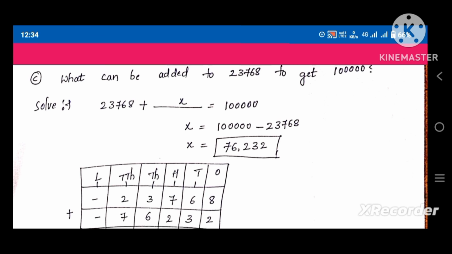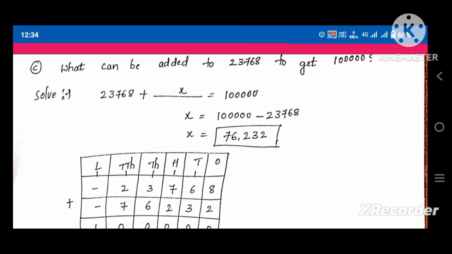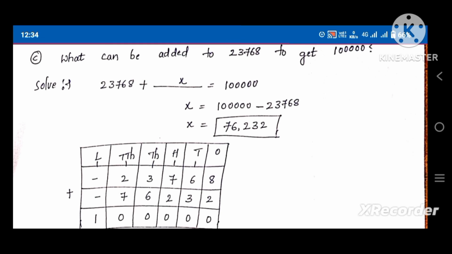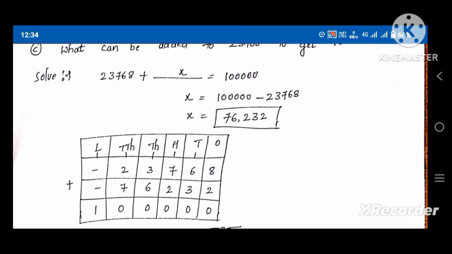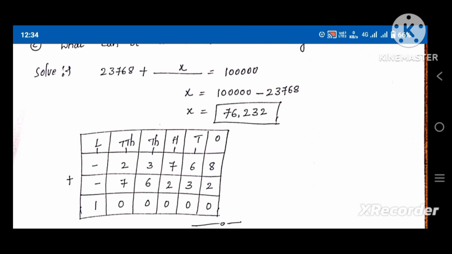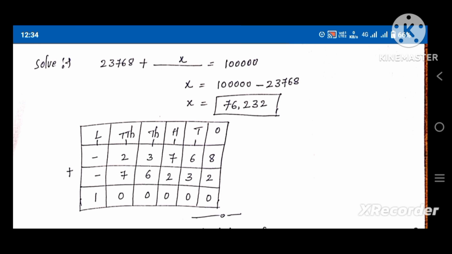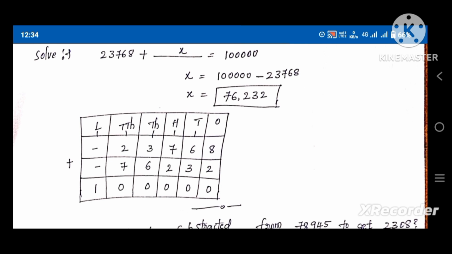Number C. What can be added to 23,768 to get 1 lakh? Solve. 23,768 plus x is equal to 1 lakh. X is equal to 1 lakh minus 23,768. X is equal to 76,232.